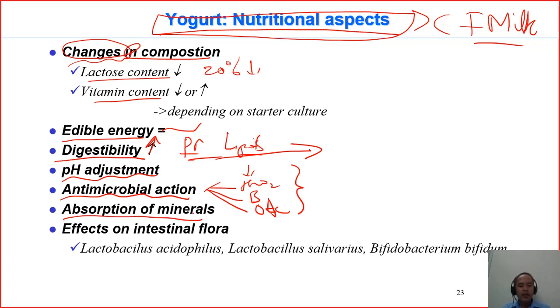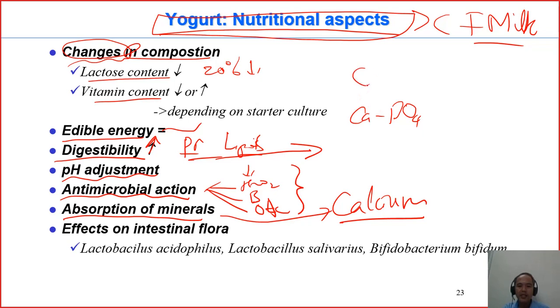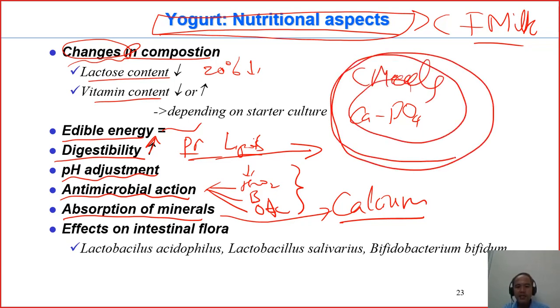And then, making yogurt can improve the absorption of minerals, especially we can improve the absorption of calcium. We already know that milk is a rich source of calcium, but a major part of calcium in milk is in not soluble form, in calcium phosphate rich in the casein micelle. So the calcium is inside the micelle. It's not soluble, so it's difficult for digestion and for absorption when we take the milk.